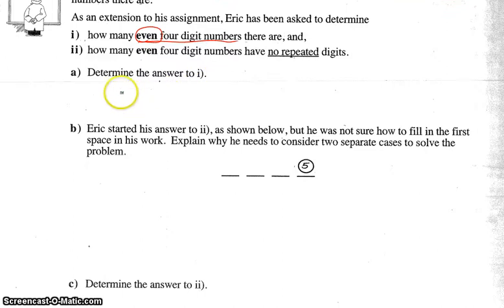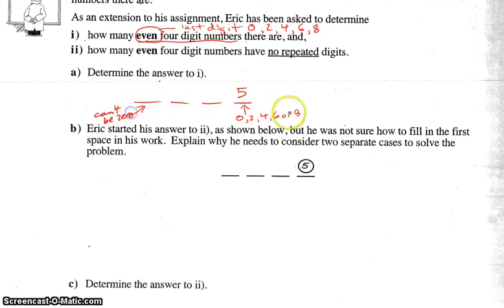Okay, so there's a couple scenarios here. In order for it to be even, the last digit needs to be 0, 2, 4, 6, or 8. If we do the 4 blanks, because it's a 4-digit number, and the last digit needs to be 0, 2, 4, 6, or 8, we would have 5 choices, right? Don't write this down yet. 5 choices. But we also know that the first digit can't be 0.